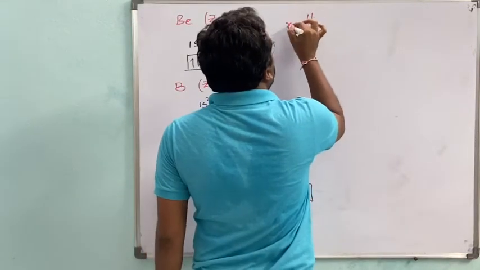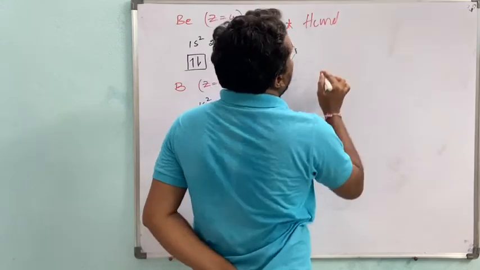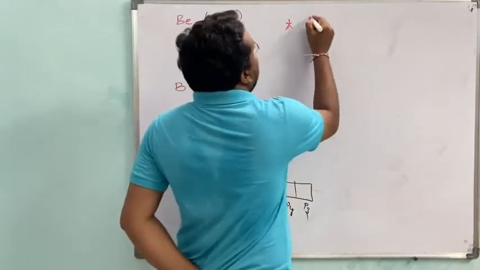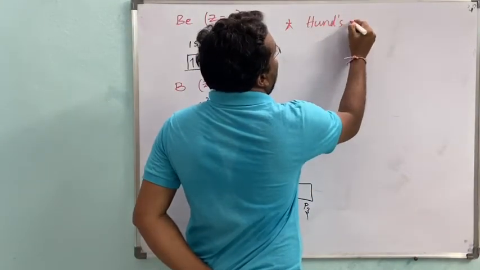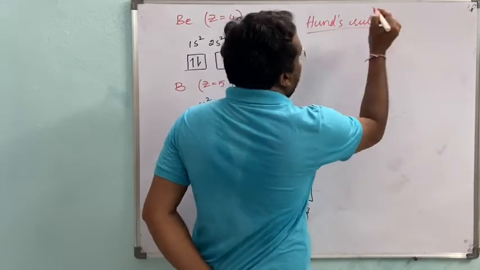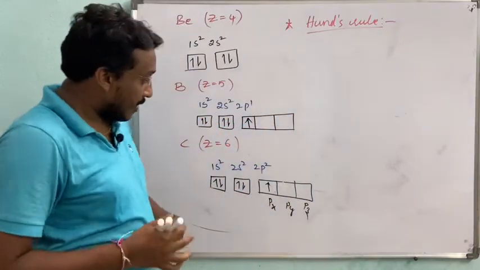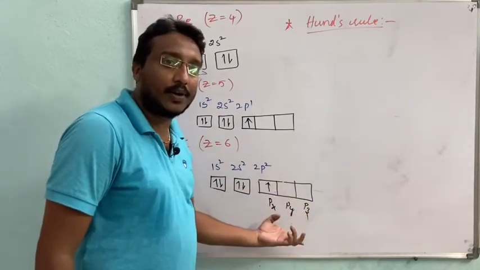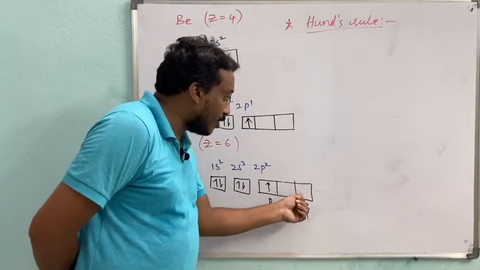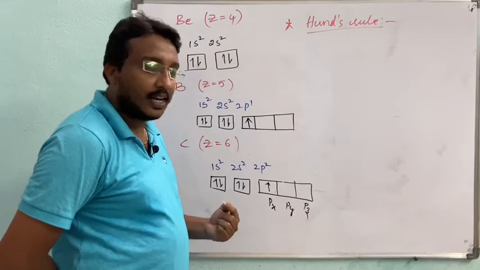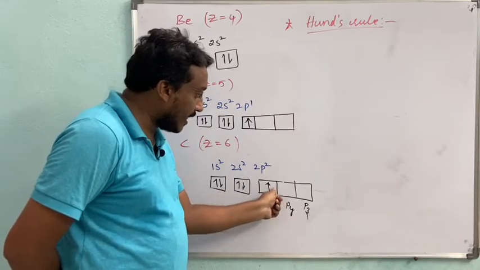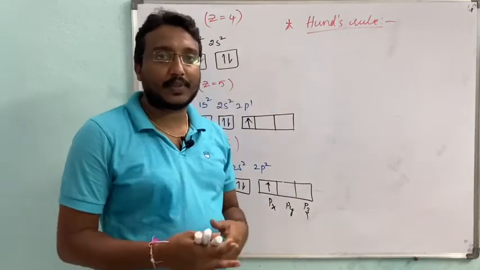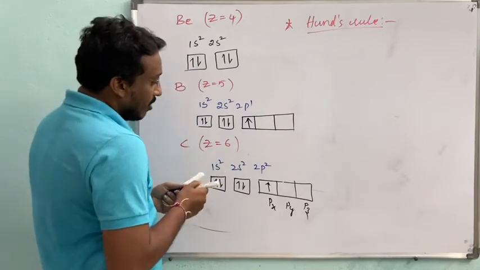Next principle is Hund's rule. Got it? What Hund's rule says is that after occupying one electron in a degenerate orbital, the next electron we should not write in this px orbital. We have to write here. That is given by Hund's rule. Here the electron we have to fill.